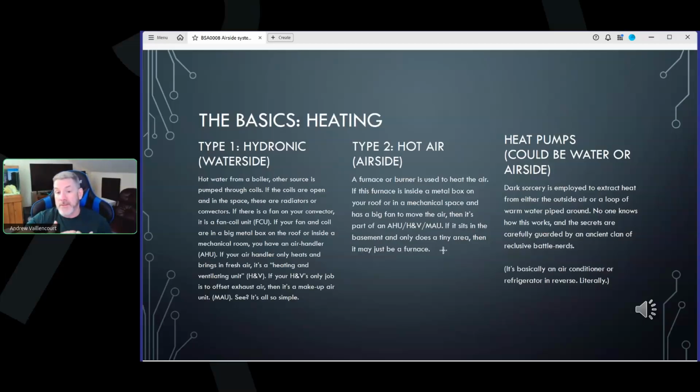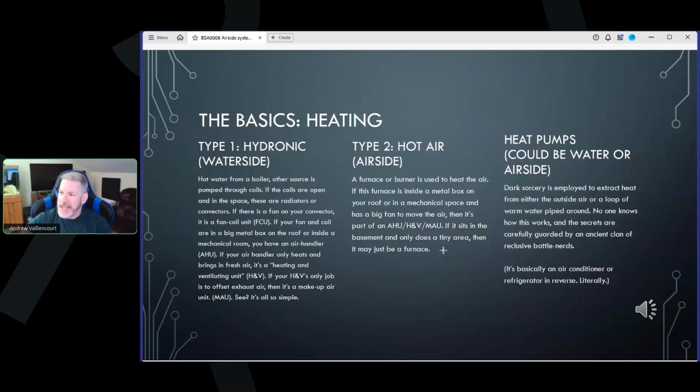systems in a building. Some systems will only have one or the other, or some buildings will only have one or the other. That's actually fairly rare. You're going to have a hot air system for your heating. That's your air side. Okay. A furnace or burner is used to heat the air. If this furnace is inside a metal box on your roof or in a mechanical space and has a big fan to move that air, then it's part of an air handler, H&V, heating and ventilating, or makeup air unit. Those are your air side heating units.